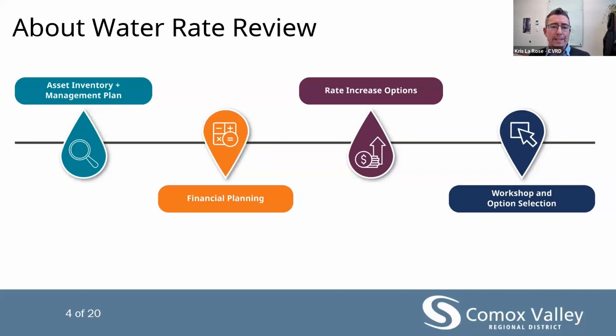The CVRD understands that any rate increase is difficult for ratepayers, and that increases to water rates might be only one of a few cost increases they'll see in the years to come. So a key focus throughout this process has been on how to prepare for asset replacements in the future while minimizing the impact of the costs on residents.